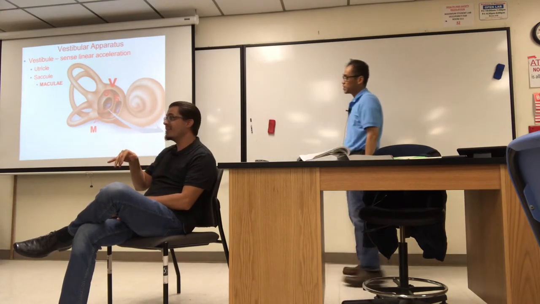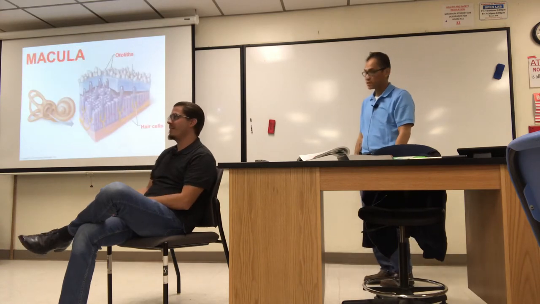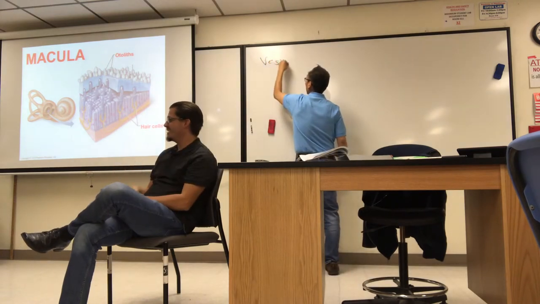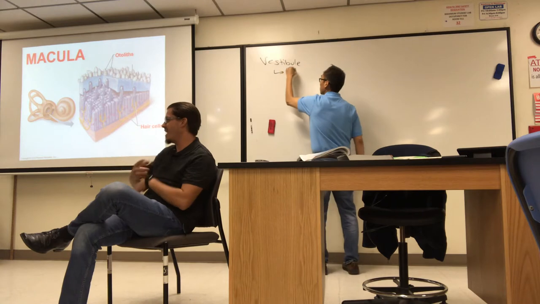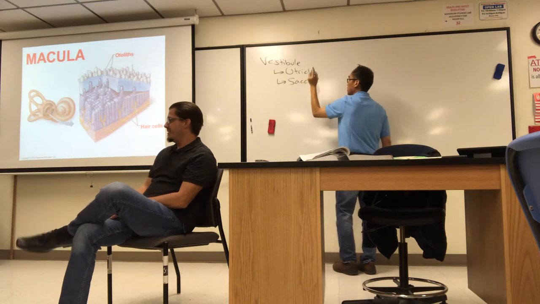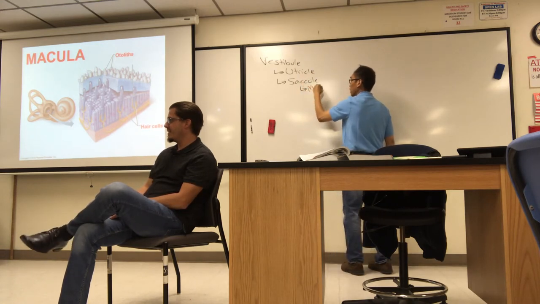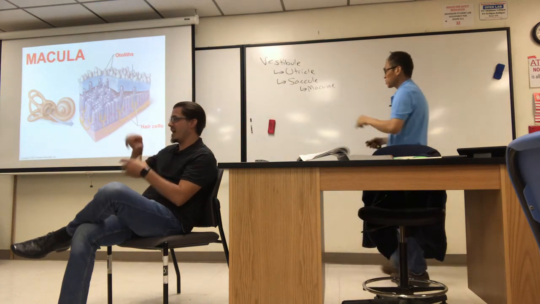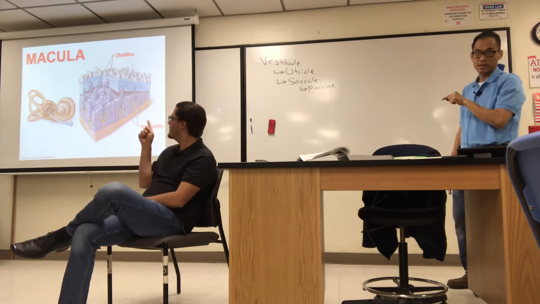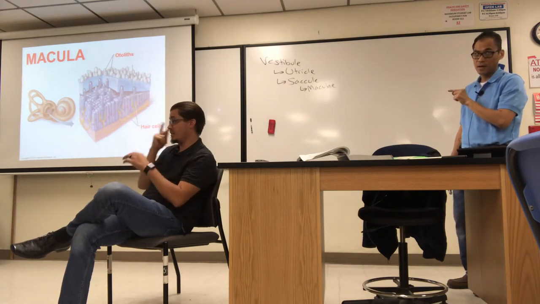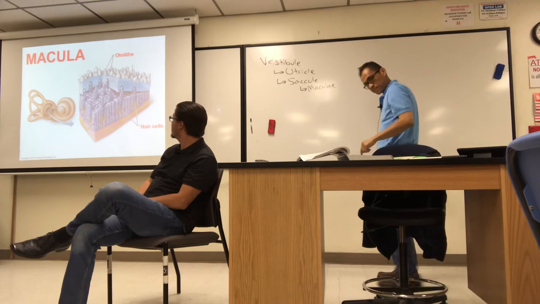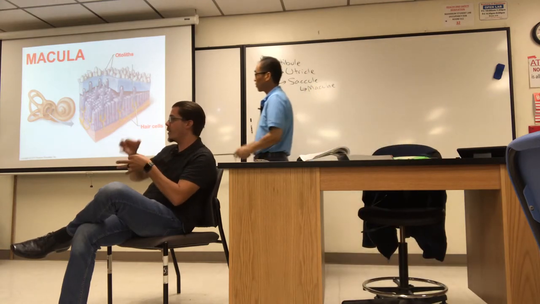So linear acceleration, if you study the macula inside there, vestibule, inside that bony chamber is utricle and saccule, and inside there, each of them is a macula. I put AE because that pluralizes it, there's one in each one. So you see this arrangement. And do you see the hair cells? They're right there.